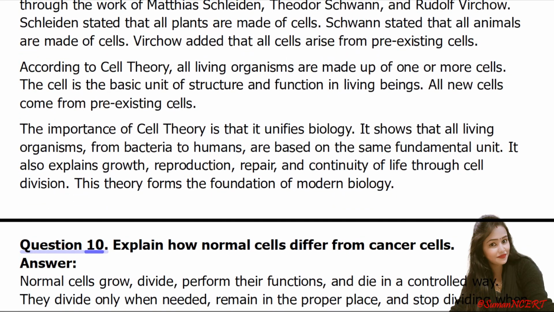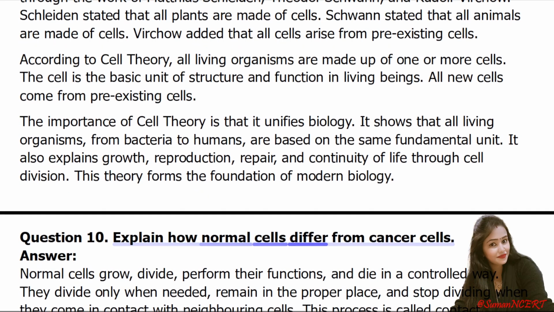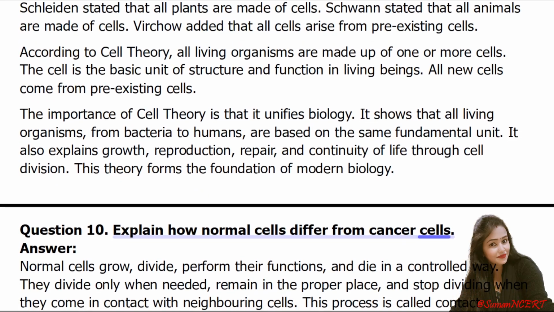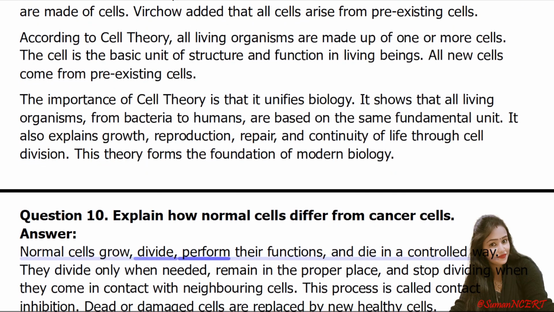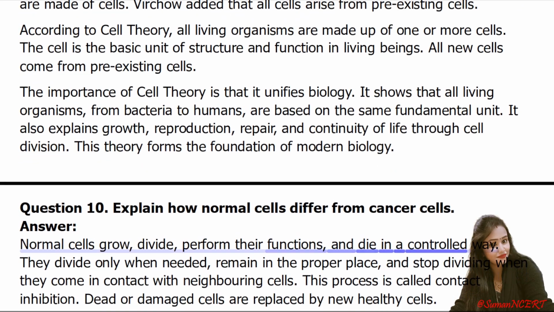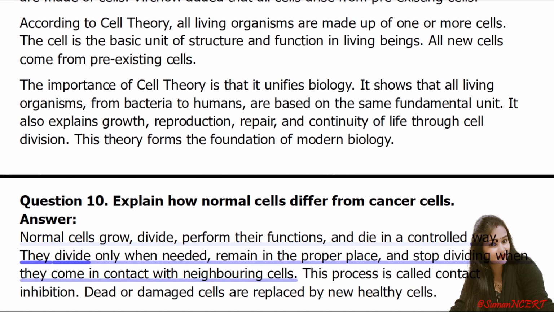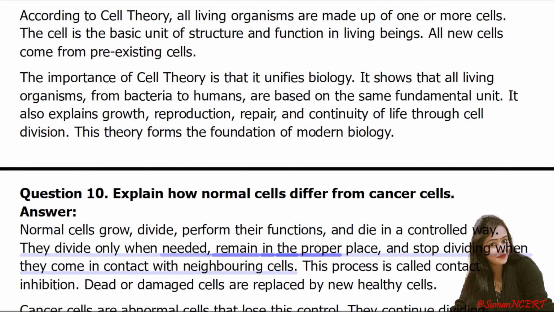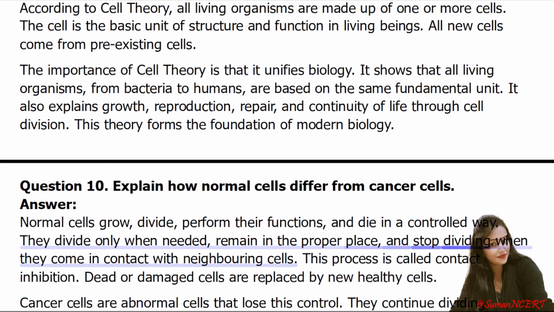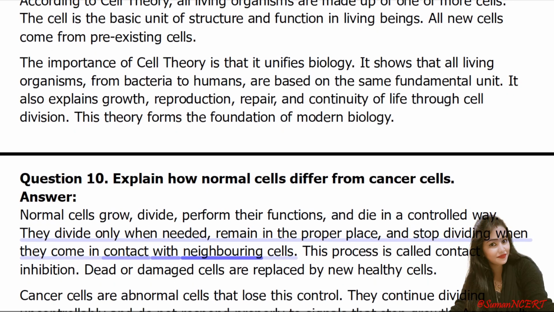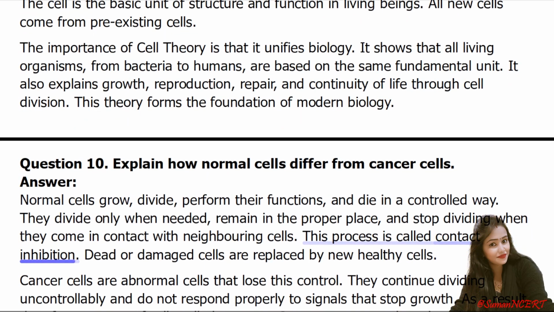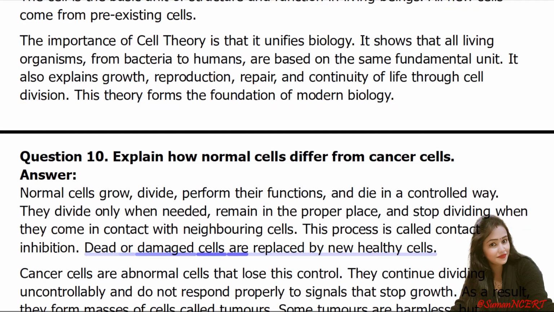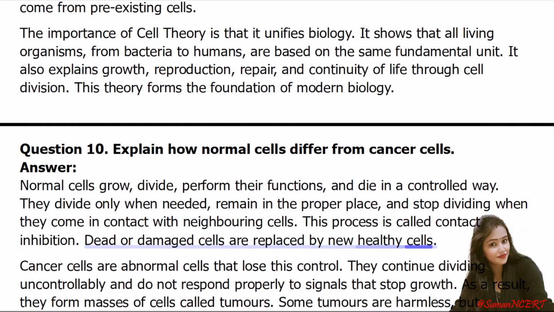Question 10. Explain how normal cells differ from cancer cells. Answer. Normal cells grow, divide, perform their functions, and die in a controlled way. They divide only when needed, remain in the proper place, and stop dividing when they come in contact with neighboring cells. This process is called contact inhibition.